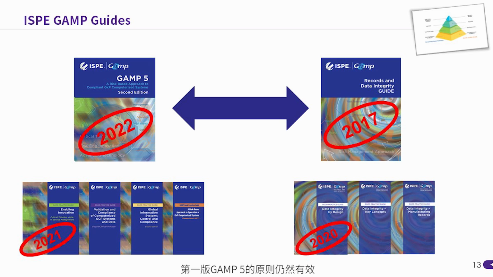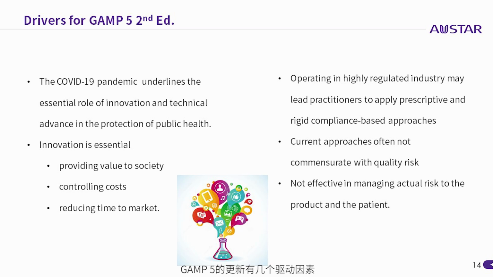The key principles of the first edition of the GAMP 5 are still valid. Nevertheless, due to the development in the technology and digitalization in the regulated world, an update of the GAMP 5 was necessary, and the GAMP 5 second edition was published in 2022. The GAMP 5 second edition is fully aligned with the underlying good practice guides and the data integrity guides. There are several drivers for the update of GAMP 5.